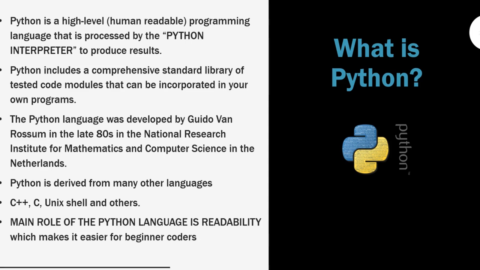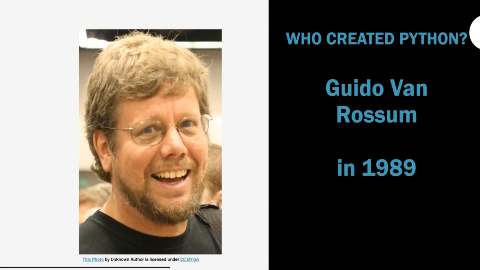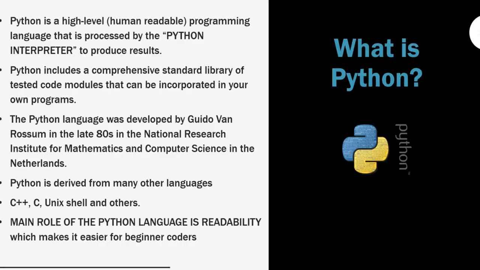The Python language was developed by Guido van Rossum in 1989. And this happened at the National Research Institute for Mathematics and Computer Science in the Netherlands. As you will see later, Python is derived from many other languages. And the idea to create this language came about because he was a fan of Monty Python.